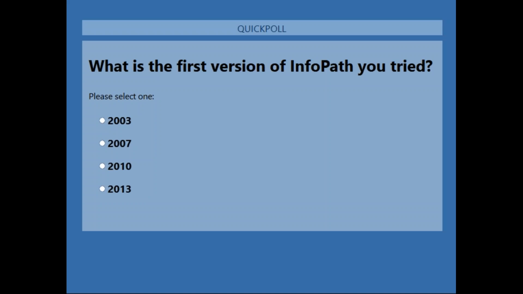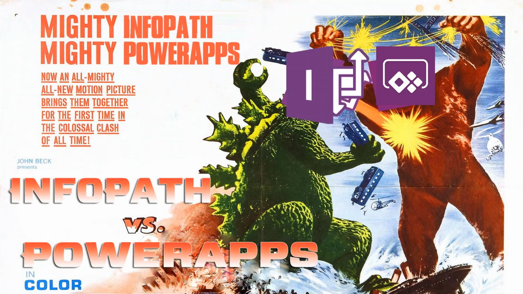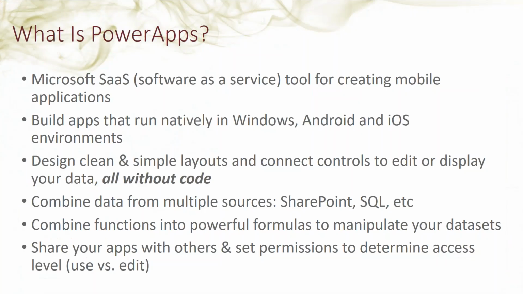So I'm going to go ahead and close this poll so we can move on. But yeah, it looks like we've got 43% in 2007, just 14% started in 2003, 32% in 2010, and 11% in 2013. So it looks like 2007 and 2010 were the big adoption years, and I can understand why, especially within 2010, the ability to customize list forms. So at any rate, moving forward, let's talk about what is PowerApps.